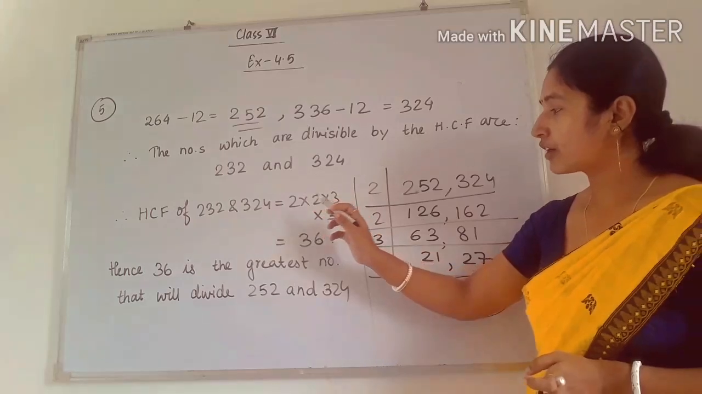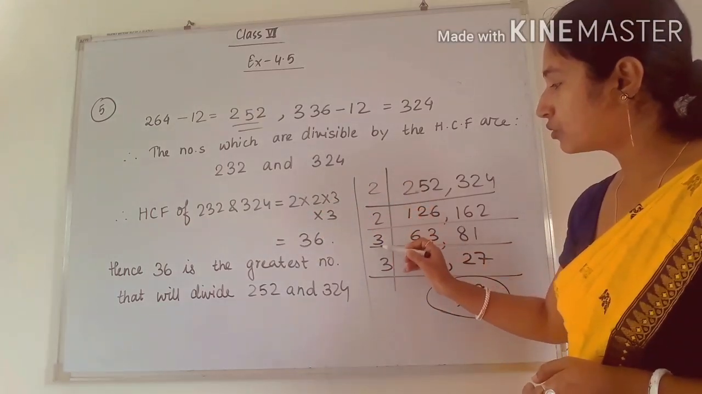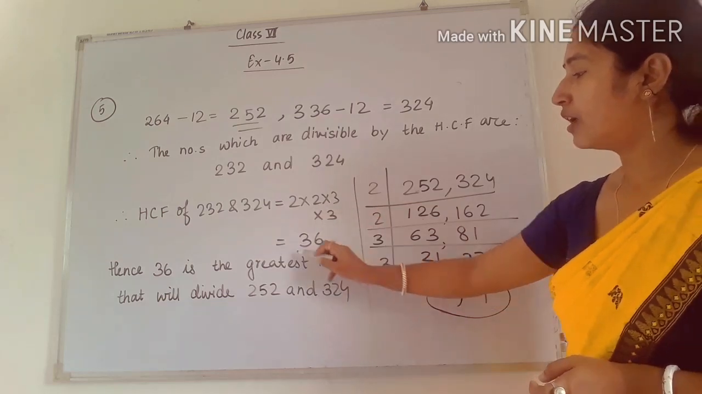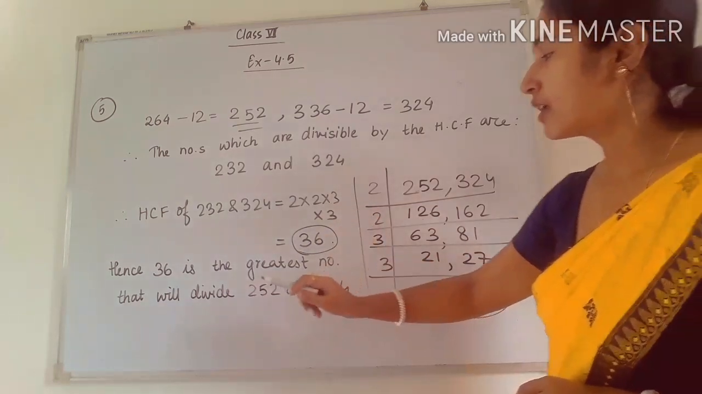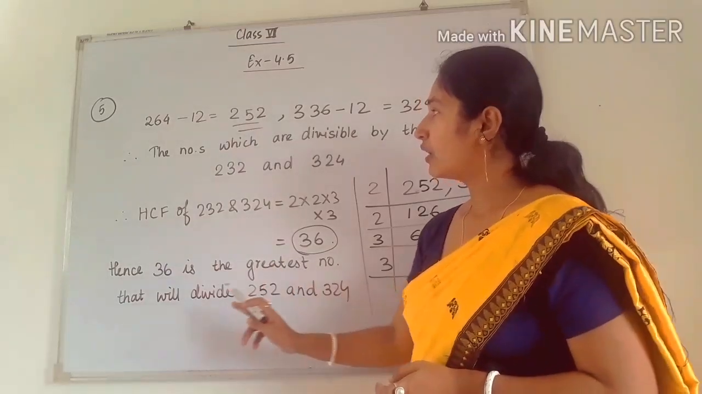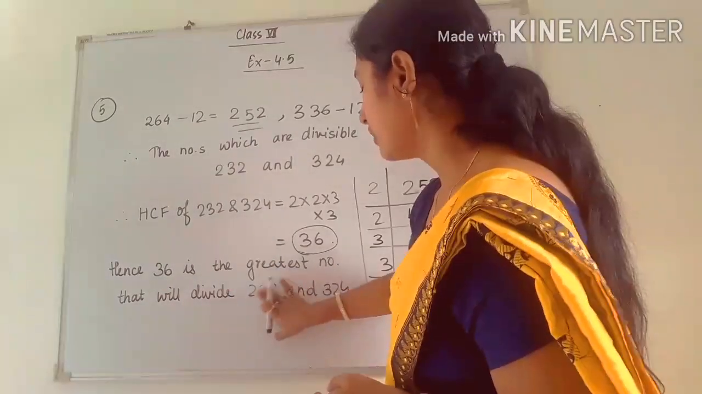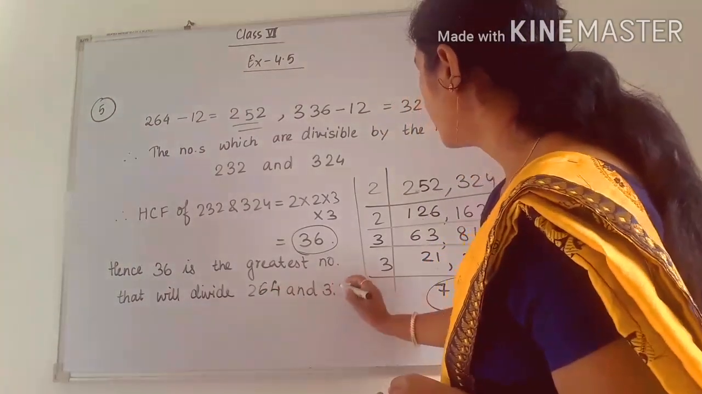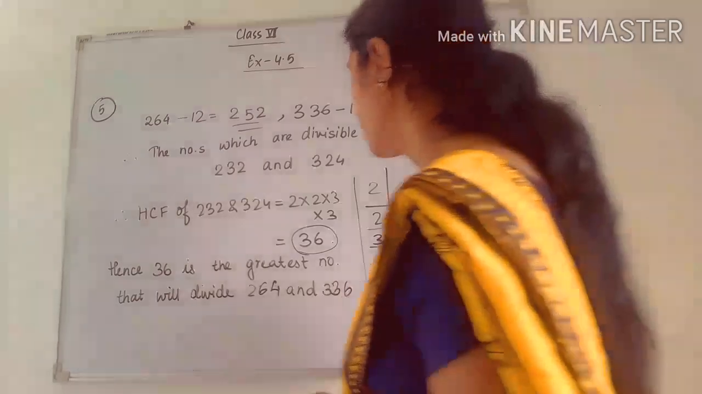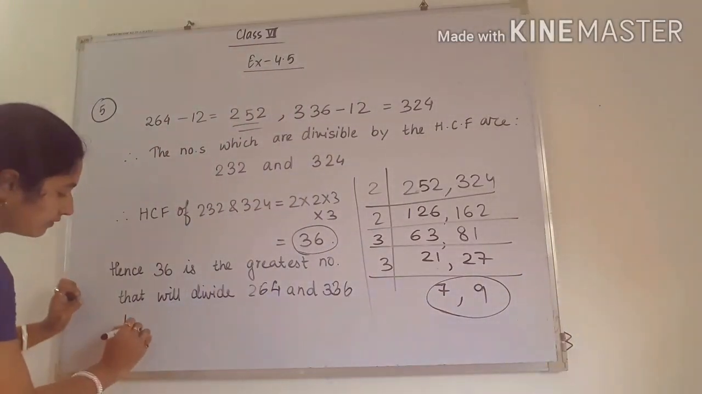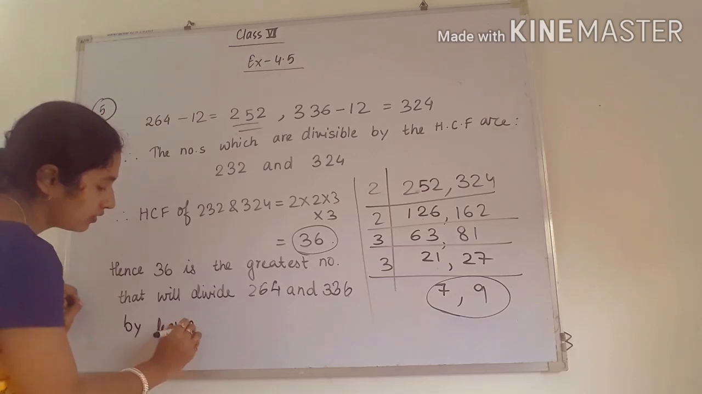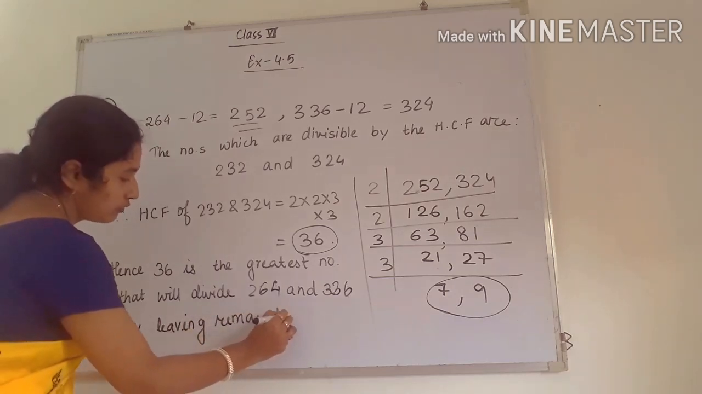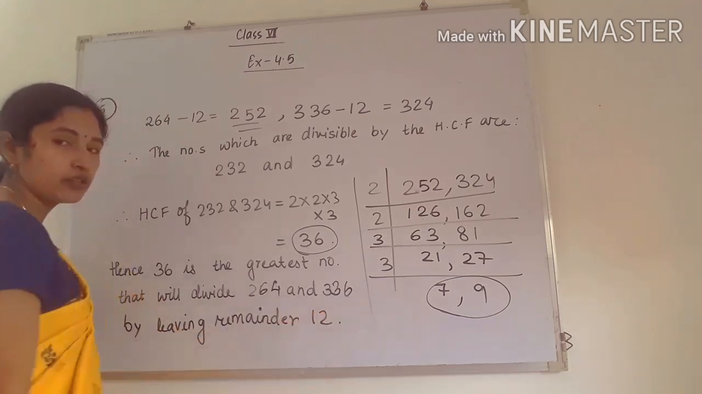So the highest factor will be 2 into 2 into 3 into 3. So see, 2 into 2 is 4, 4 3s are 12, 12 3s are 36. So 36 is the greatest number that will divide, okay, here we have to write that will divide 264 and 336 by leaving, you have to write this line, this is important, by leaving remainder 12.